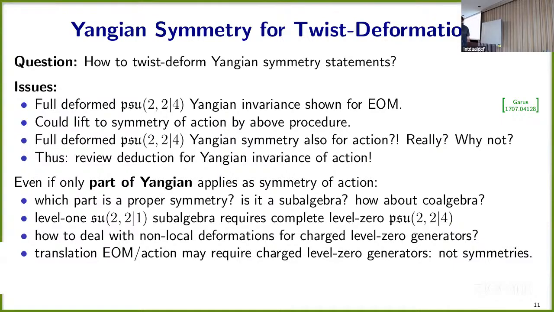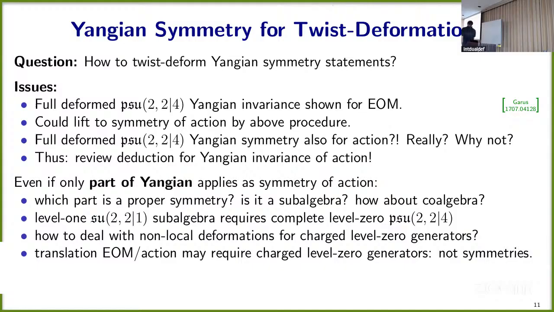The level 1 SU(2|2) subalgebra, even if you just restrict it to a subalgebra, and if you look at the co-algebra, these generators from the subalgebra require the complete level 0 supersymmetries, which is funny because these are probably not symmetries of the action, but to even define the level 1 subalgebra, you need them. So it's a bit of a troubling situation.